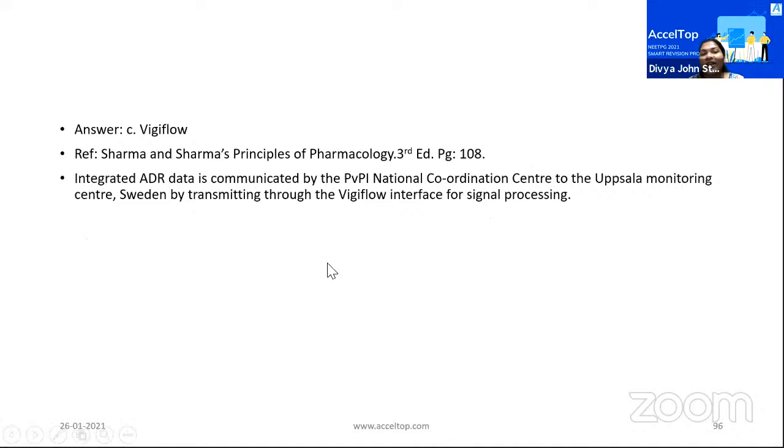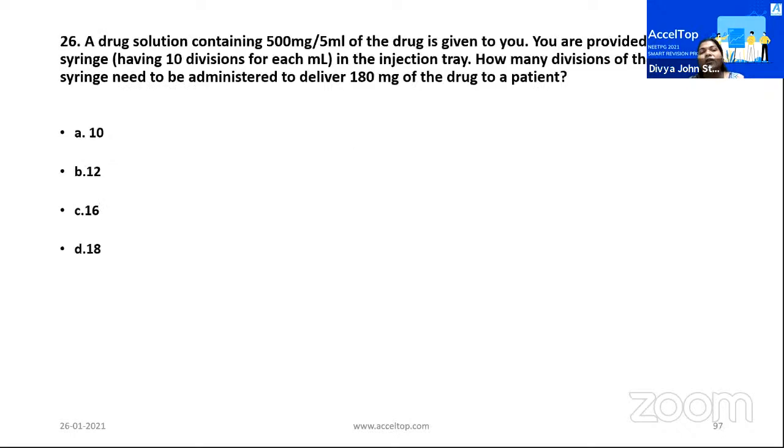Okay, so integrated ADR data is communicated by the Pharmacovigilance Program of India National Coordination Center in Ghaziabad to Uppsala Monitoring Center in Sweden by the Vigiflow interface. Okay, and this is done mainly for picking up signals. And signals are nothing but ADRs which occur in higher frequency than accepted or documented, or any ADR that happens outside the purview of the known package insert or black box warnings. Okay, so those become signals. Okay, so this was one question that was asked in one of the competitive examinations.